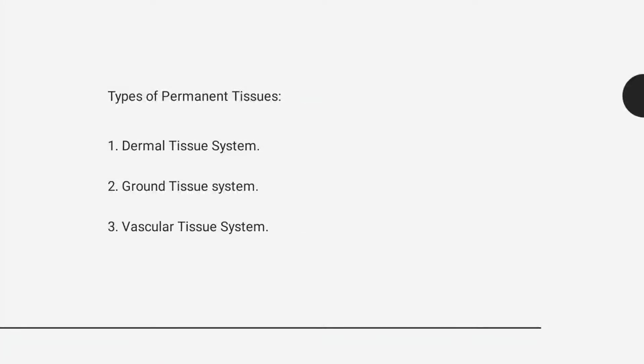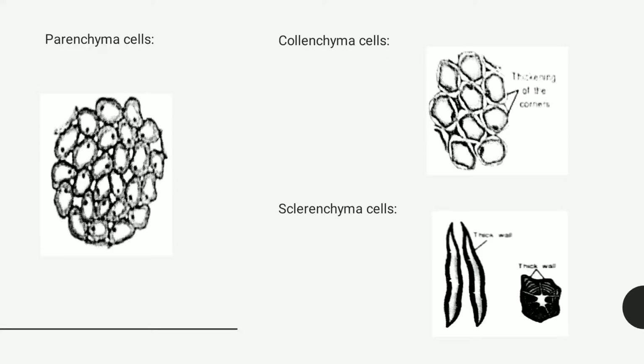Now we will talk about the ground tissue system. This ground tissue system is composed of three different types. It is present throughout the whole plant body, and they form the bulk part of the plant. So these tissues are the parenchyma, chlorenchyma, and the sclerenchyma cells.